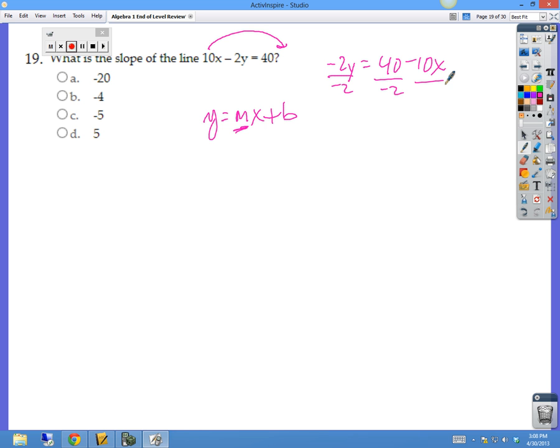Divide that by negative 2. Divide that by negative 2. Those cancel. So you got y equals negative 20 plus 5x. So m is going to be the 5.